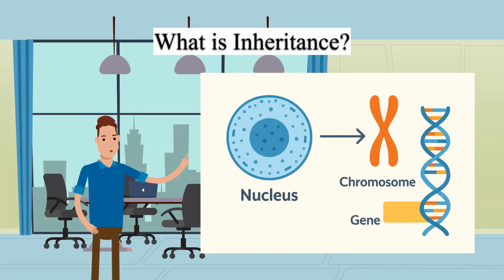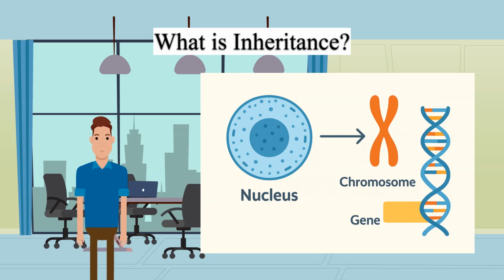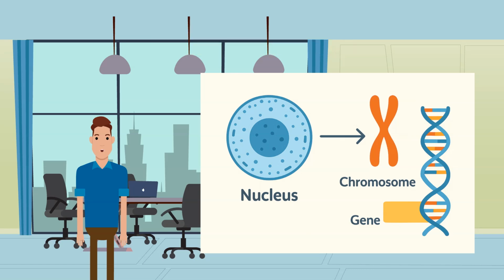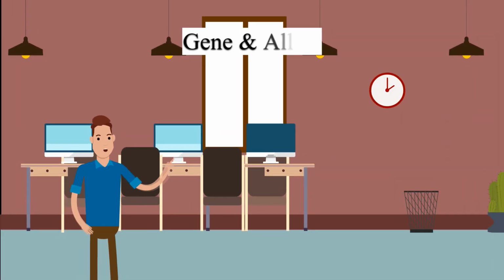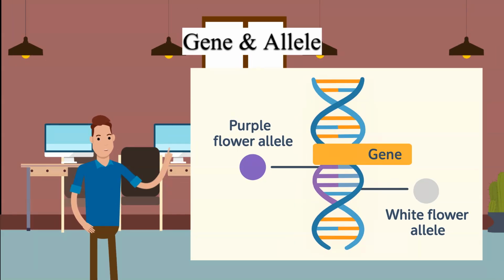Inheritance is the transmission of genetic information from parents to offspring. Characteristics are controlled by genes, which are found on chromosomes inside the nucleus of cells. A gene is a section of DNA that controls a characteristic, such as eye color or blood group.